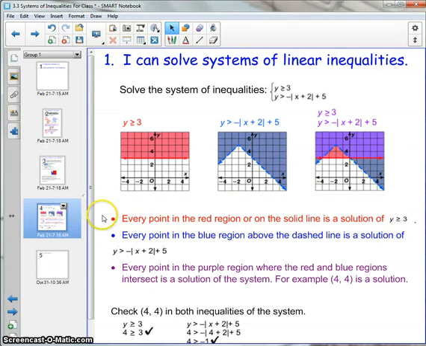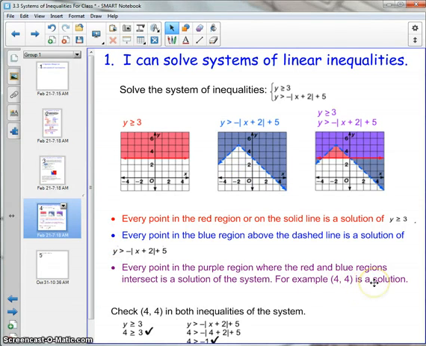So once again, to reiterate, every point in the red region or on the solid line is a solution for this graph. So even this red line has solutions. In the blue, every point in the blue region above the dashed line is a solution to our second inequality. Points on this dashed line are not solutions, only above, because it did not say equals. And then in purple, every point in the purple region where the red and blue regions intersect is a solution of the system. For example, (4, 4) is a solution.